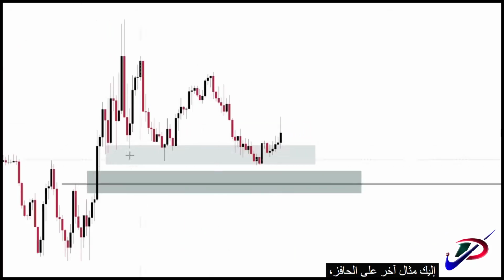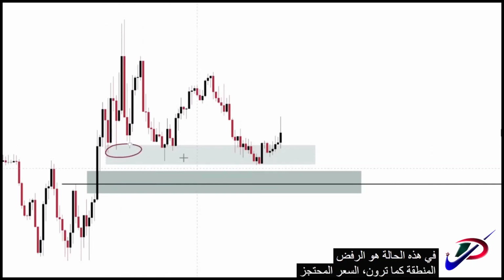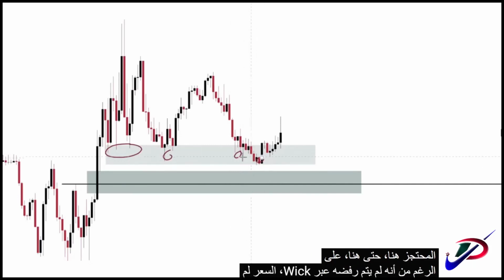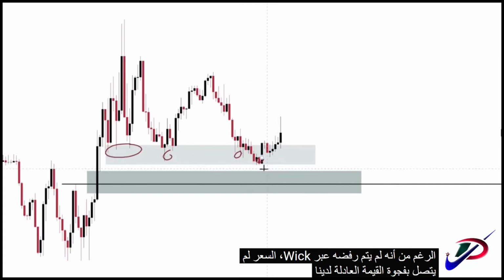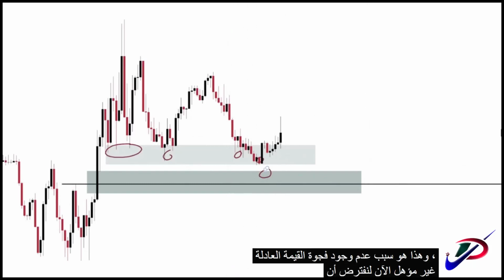Here's another example of an inducement. In this case, it's a rejection zone. As you can see, price held level right here, price held right here, price came down, held here, even here. Even though it didn't reject via wick, price did not make contact with our fair value gap. And this is why this fair value gap is not disqualified.